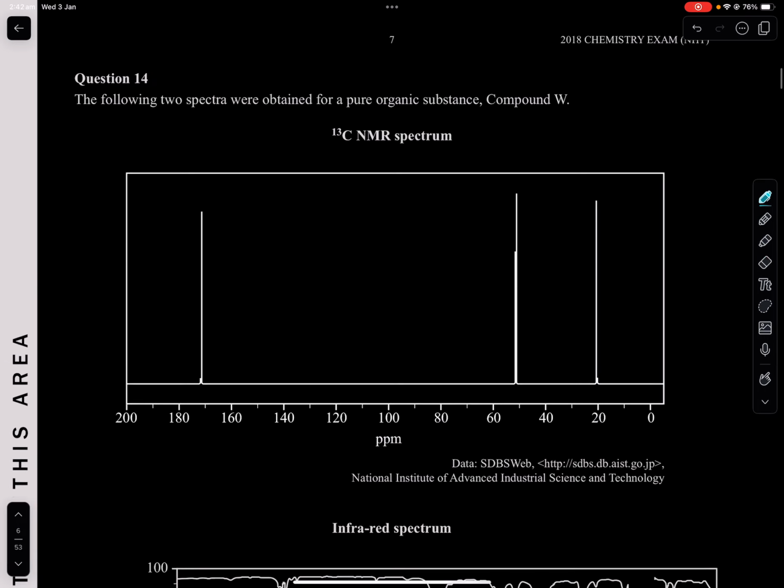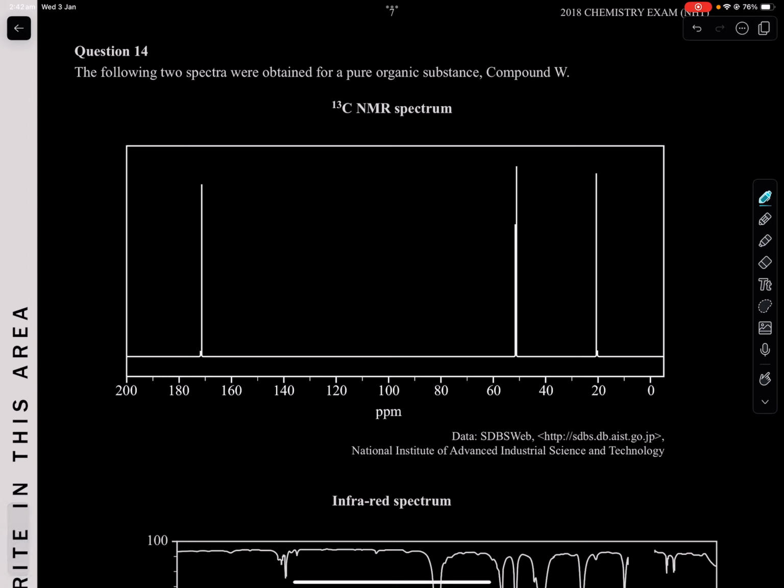Perfect. Question 14. The following 2 spectra were obtained for a pure organic substance, compound W. So we have the carbon NMR, which tells us that there are 3 peaks, meaning that there are 3 carbon environments. Remember, 3 carbon environments. Okay, that's important. Easy.